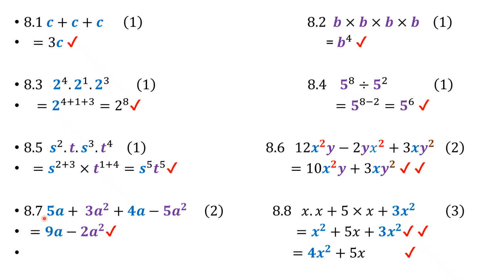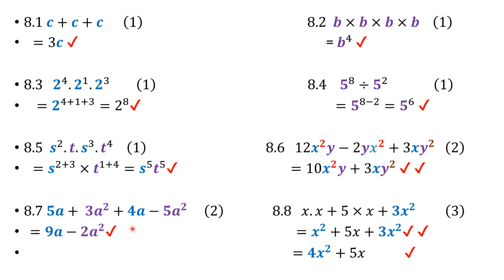Right, then 8.7, we have 5a plus 3a squared plus 4a minus 5a squared. Again, I assume you can see there in blue, I've highlighted the like terms, 5a plus 4a, and a squared minus 5a squared in purple are like terms. So 5 plus 4 gives me 9a, so I have 9 apples. 3 minus 5 gives me negative 2 apples squared, or a squared. Like terms. So 1 mark for each one there.